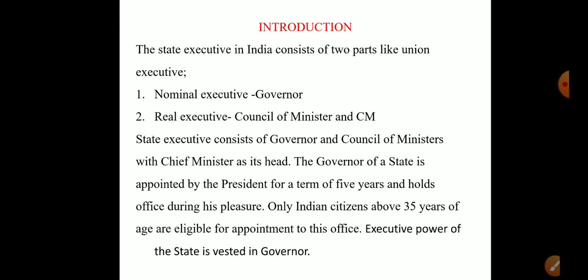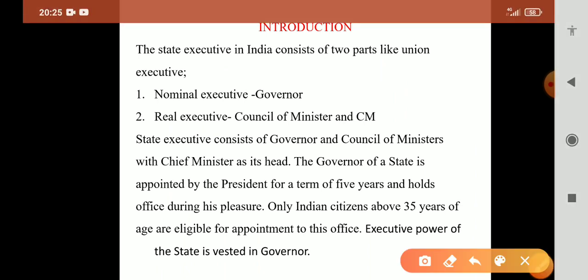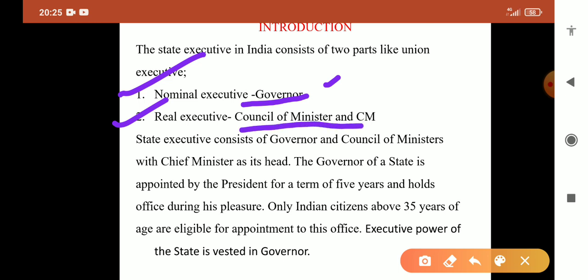First, introduction. The state executive in India consists of two parts like the union executive. One is the nominal executive, that is the governor, and another one is the real executive, that is the council of ministers with the chief minister or CM, as the chief minister is head of the council of ministers. State executive consists of the governor and the council of ministers with the chief minister as its head.